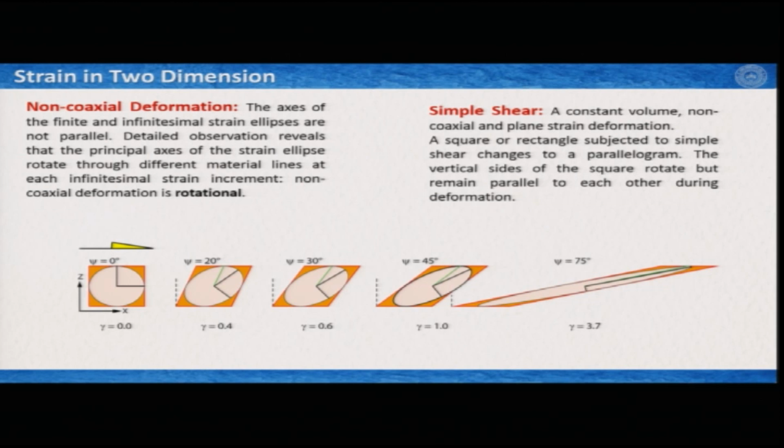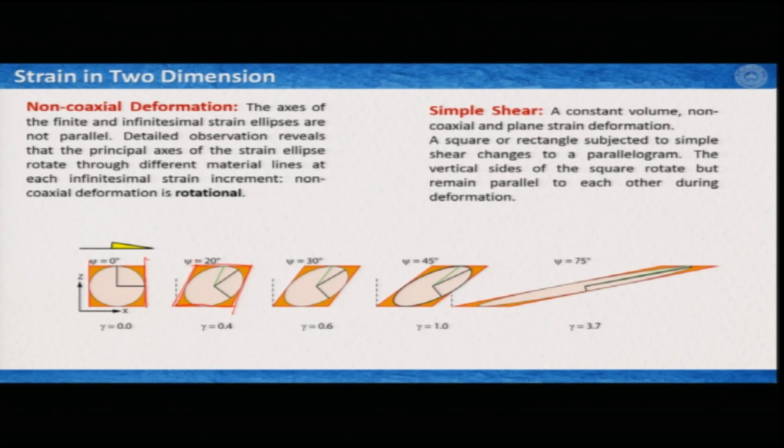It is also known as simple shear deformation because it requires constant volume, a non-coaxial deformation, and a plane strain deformation. So, what we see here in this illustration is a square or rectangle subjected to simple shear changing to a parallelogram. As you can see here, this is the square and it changes its shape to a parallelogram. The vertical sides of the square rotate but remain parallel to each other during deformation, and therefore it is a homogeneous deformation. What do we mean by this?